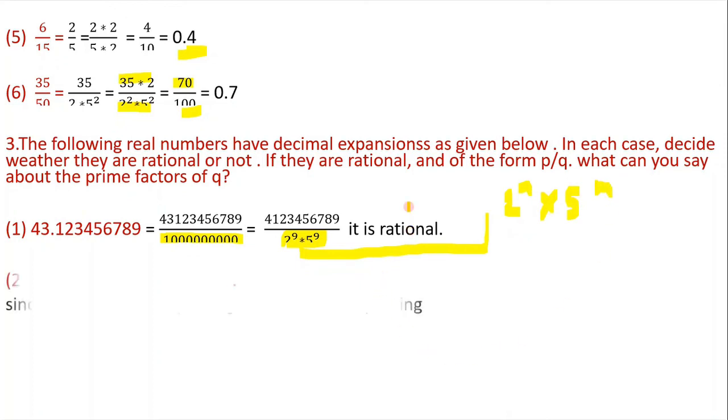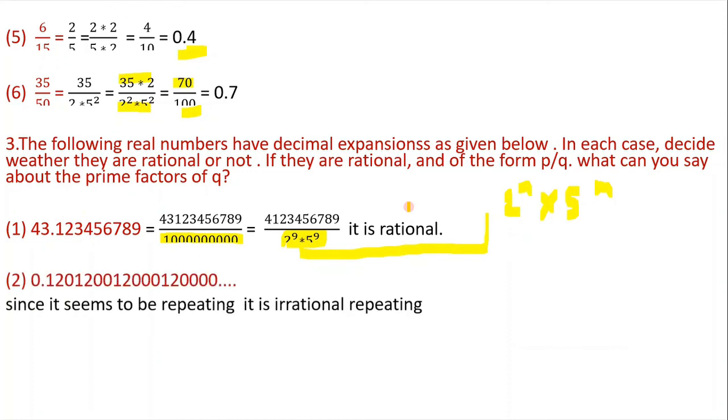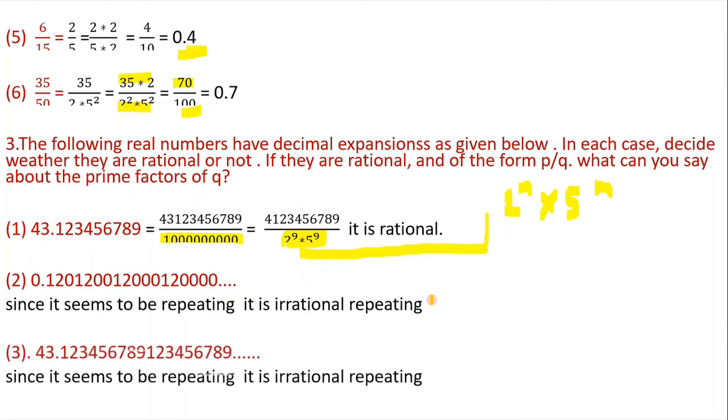Okay. Now, second problem, 0.120, 4 zeros. Since it seems like it is repeating, it is an irrational repeating number. Third, 43.123456789123456789. That is, in the question it implies that 43.123456789 with 1 2 3 4 5 6 7 8 9 bar. So it also seems to be repeating, so it is also an irrational repeating number.